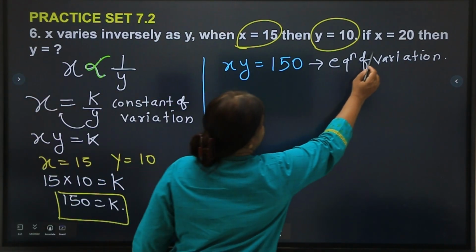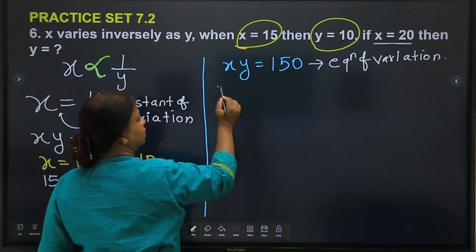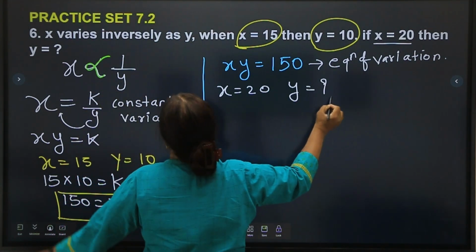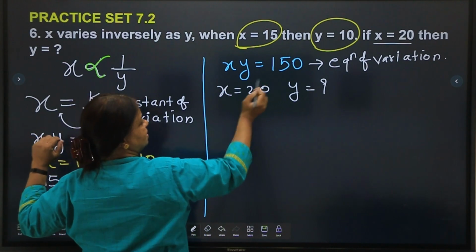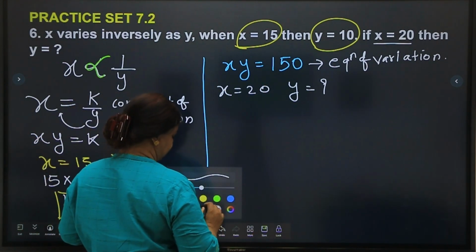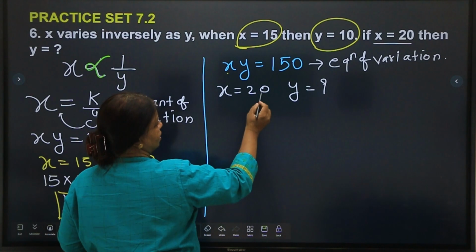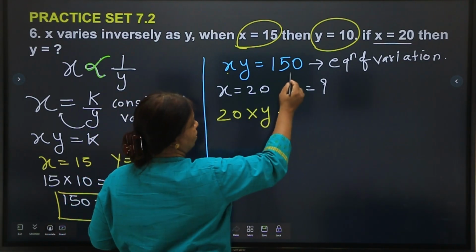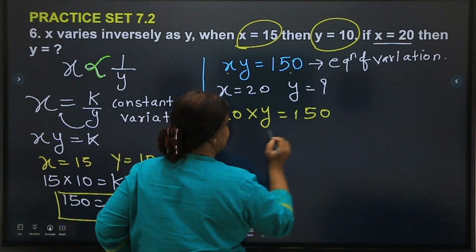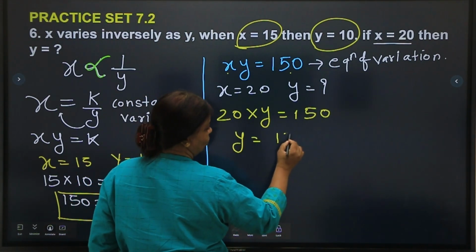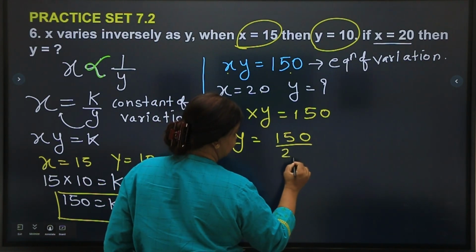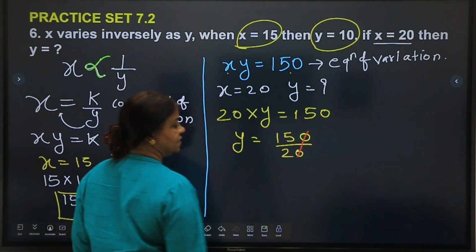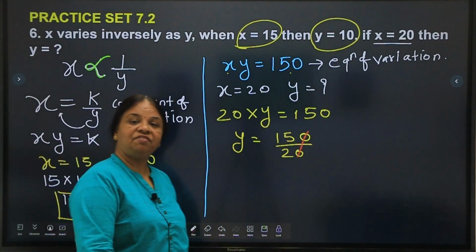Now, if x is given 20, when x is 20, find the value of y. Let us place this in this equation. x is 20, 20 into y is equal to 150. Then y is equal to 150 upon 20. The 0s get cancelled, and we have to divide 15 by 2.